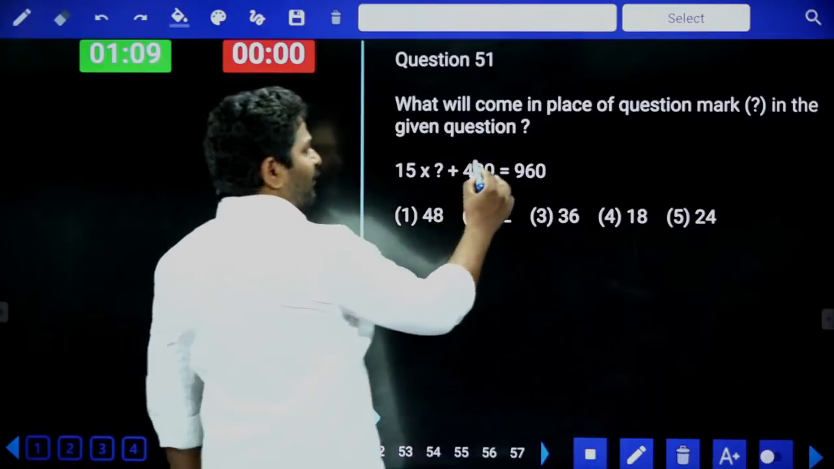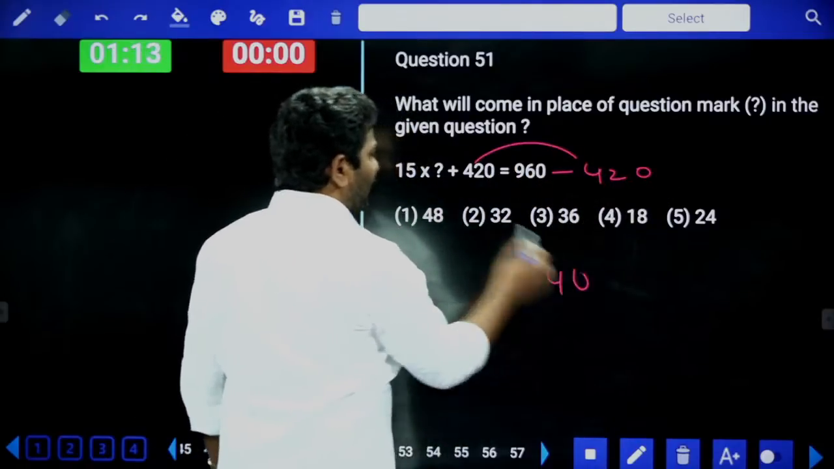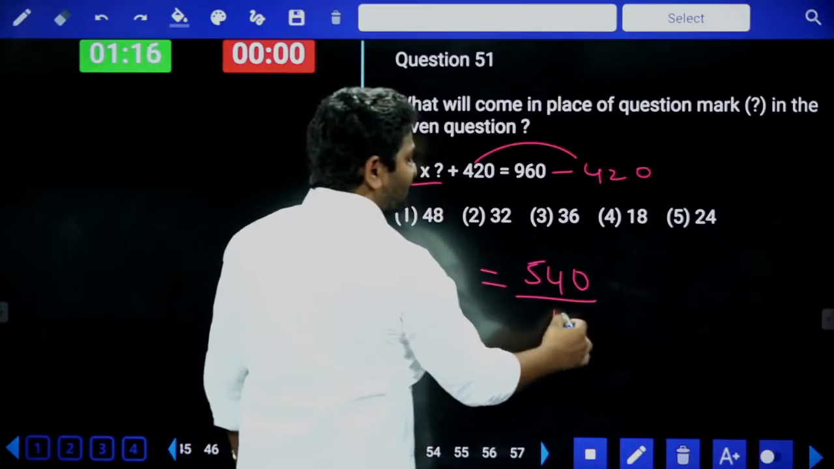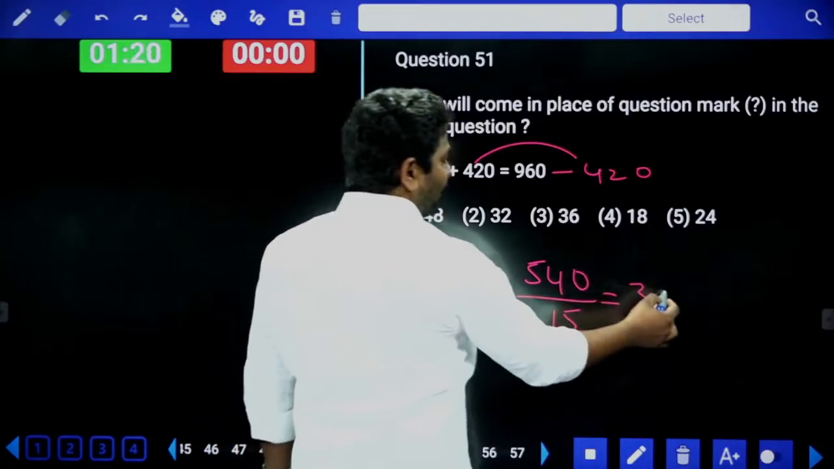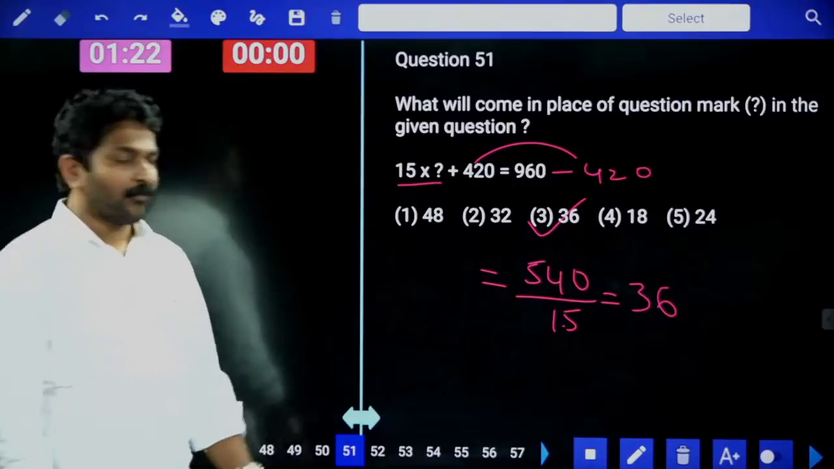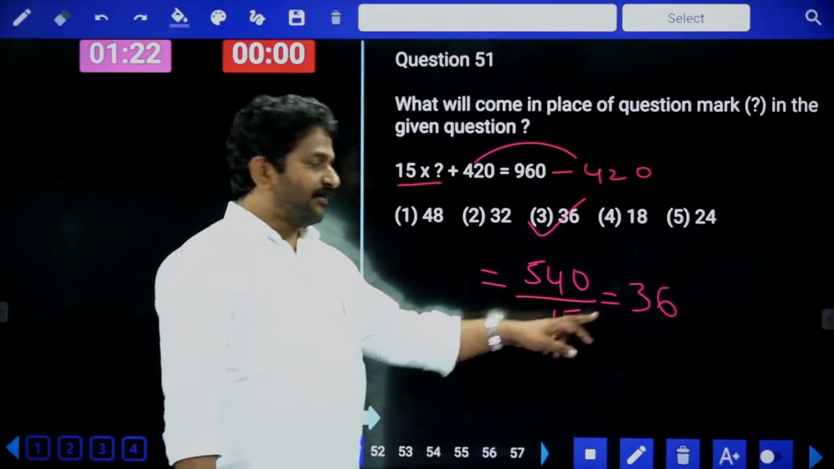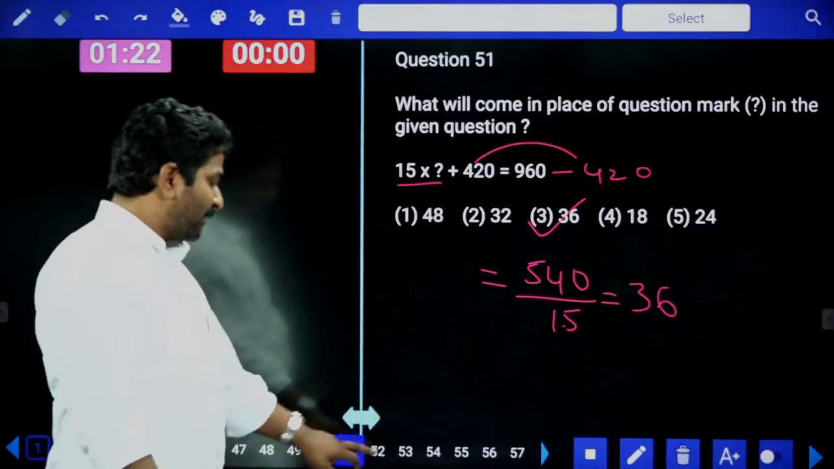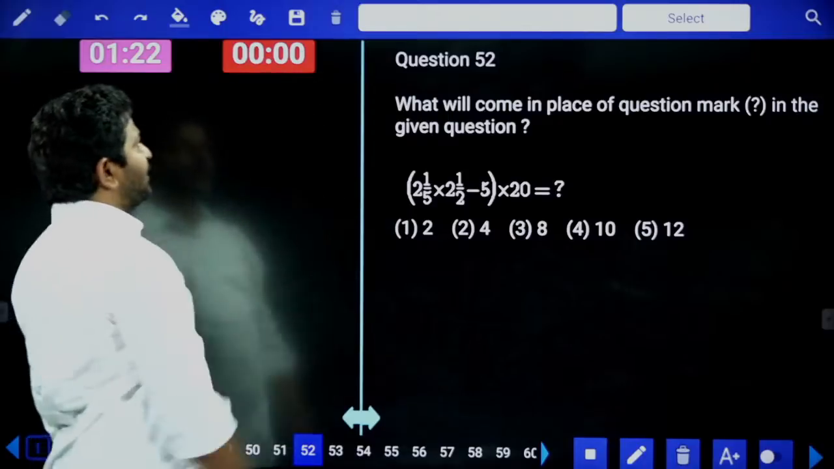Right. So 420 goes to the other side, that is minus 420, that is 540. 15x is equal to this much, x is equal to divided by 15. 15 3 times 45 and then 6 times 36. Third option is our final answer. 15 3 times 45, 90 we have. 90 by 15, which is equal to 636 final. Yes. Next question, your time starts now.